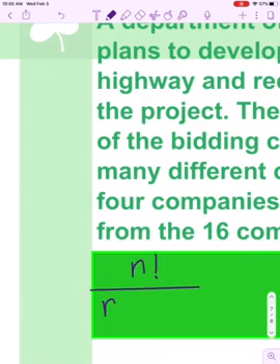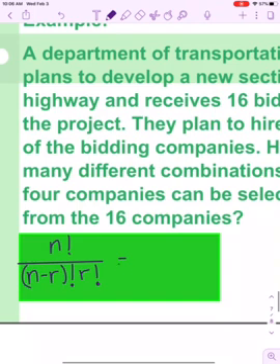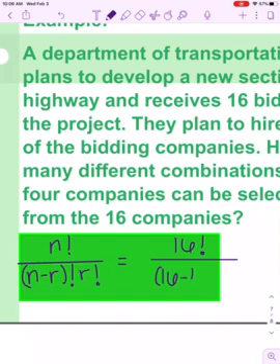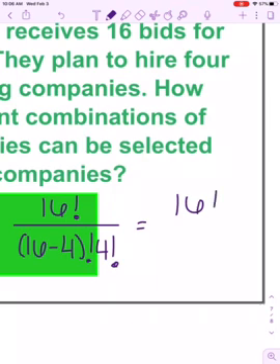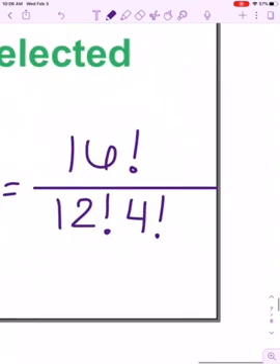So when the order doesn't matter, you have n factorial over n minus r factorial, and then another r factorial. n is how many total we have. We have 16 companies. r is how many you're picking. So we have 16 total minus 4 that I'm going to pick, and then another 4 factorial because the order doesn't matter. I would still suggest you do the subtraction first. So 16 minus 4 is 12, and then you have another 4 factorial still.